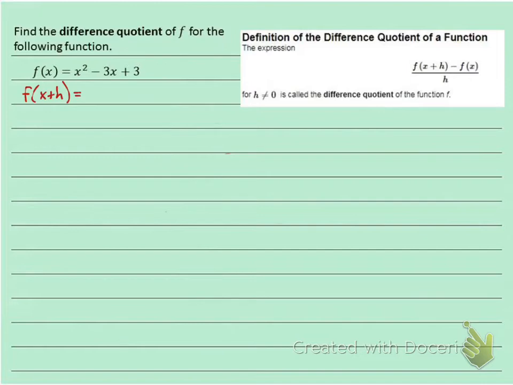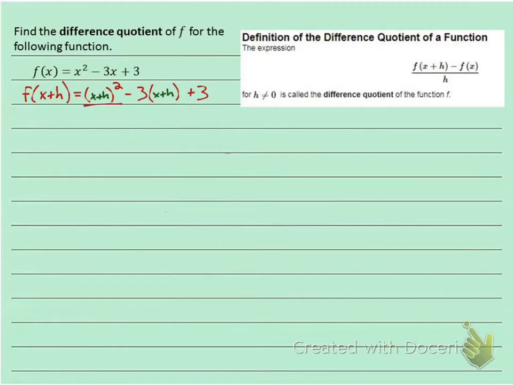And that means that everywhere where I had an x, I'm going to plug in x plus h. So for my original function, x squared minus 3x plus 3, but instead of x, I'm plugging in x plus h. Okay, let's do it. x plus h squared minus 3 times x plus h plus 3. And now we do the calculation.